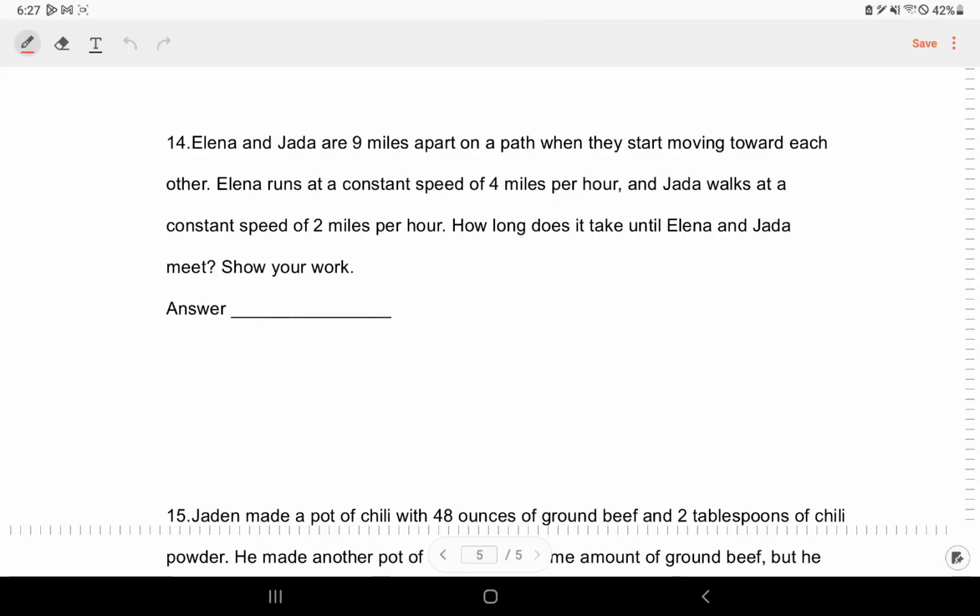Elena and Jada are 9 miles apart on a path. Elena and Jada are 9 miles apart on a path when they start moving towards each other.